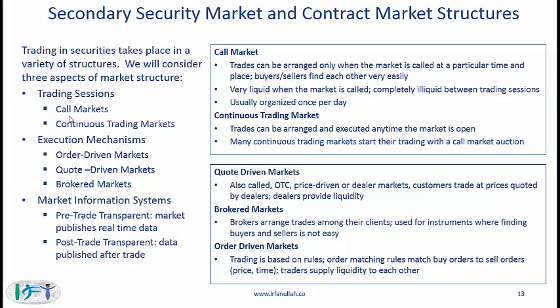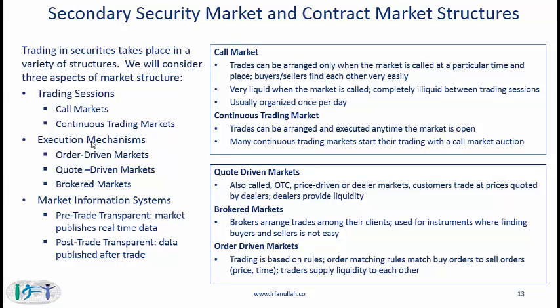Broadly speaking, we can either have call markets or continuous trading markets. And the most important points related to call markets and continuous trading markets are shown right here. In call markets, trades can be arranged only when the market is called at a particular time and place. Buyers and sellers find each other very easily. These markets are very liquid when the market is called and completely illiquid between trading sessions. Usually these are organized once per day. In continuous trading markets, trades can be arranged and executed anytime the market is open. Many continuous trading markets start their trading with a call market auction. So remember these points, they are quite testable.